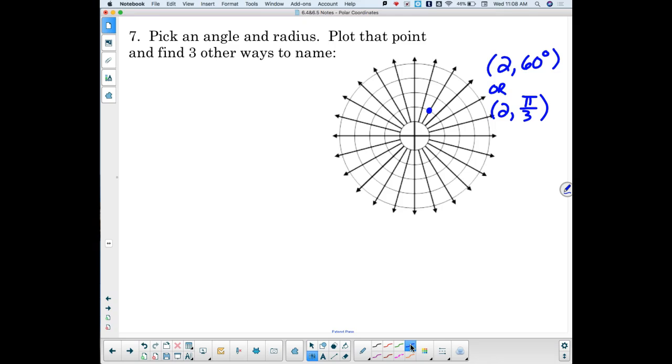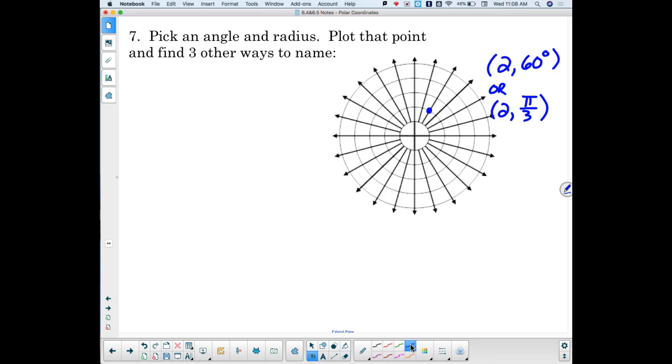Okay. So there is that point plotted. Now let's come up with the 3 other names for them. So we've already got the positive. What else do you want to do? What would be another way to name that exact point?